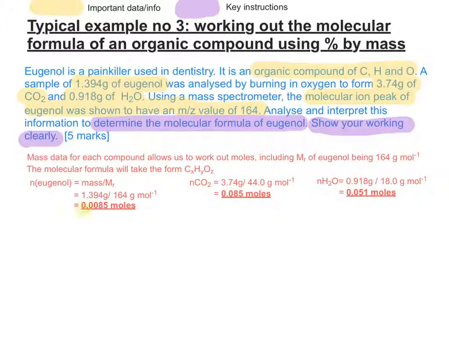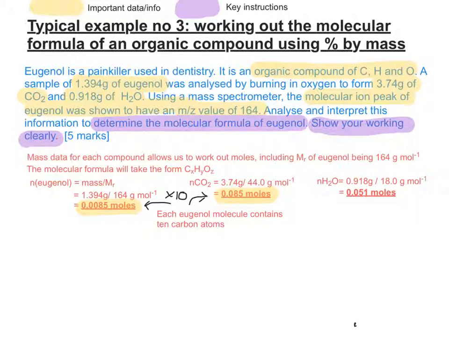If you look at the number of moles of eugenol and the number of moles of carbon dioxide that was produced when it was burnt, you'll see that there's exactly 10 times as many moles of carbon dioxide as there are of eugenol. That would suggest that eugenol, each molecule contains 10 carbon atoms. So this is definitely something to keep in mind for later on.